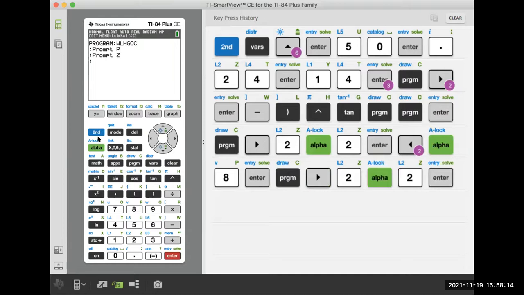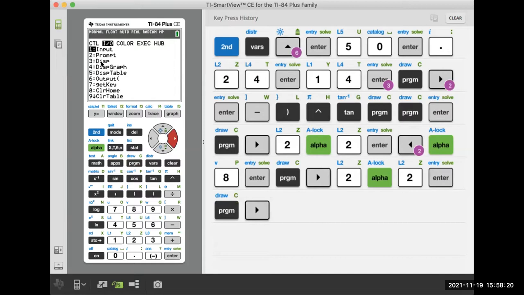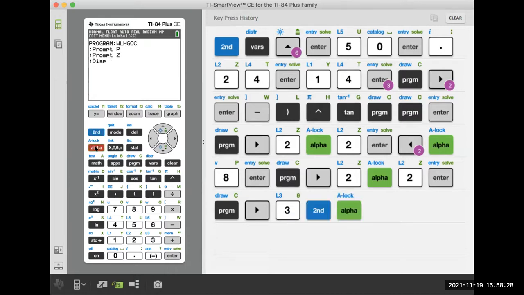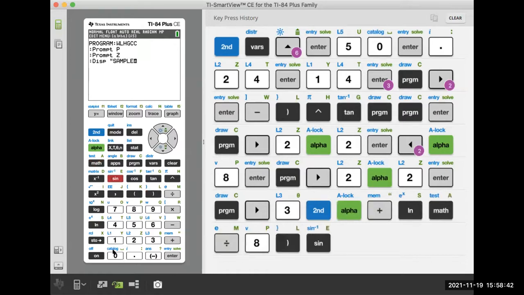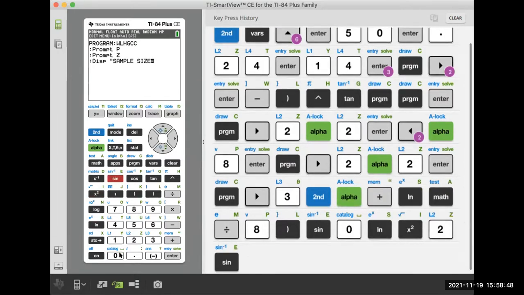Okay, next I want to display. So go to program, I/O. Display is the third one down. I want to display something. Let me lock my alpha key. So I'll do a second alpha, so I don't have to do all this. And let me put in quotation marks, sample size. And I will give a little space here, sample size. And let's unlock this.